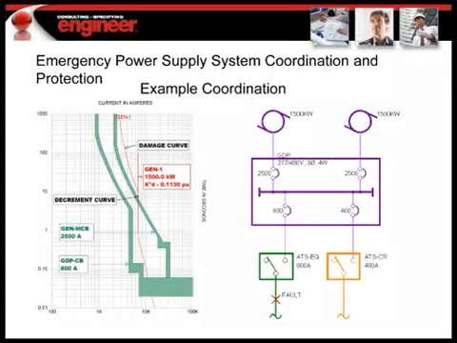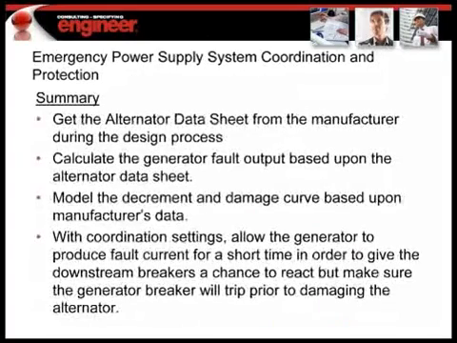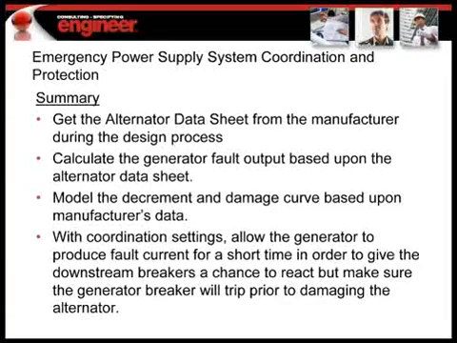So let's just summarize what we went through. The first step obviously would be to get with your manufacturers and get the alternator data sheet and some of those curves that would be applicable, and make sure you calculate the generator fault output on your own, just to double check and make sure that all your values are lining up.